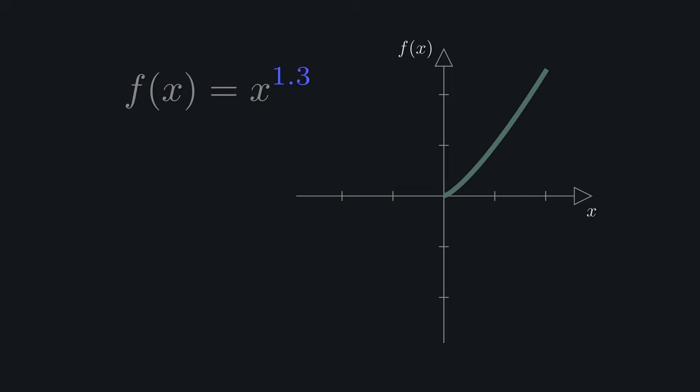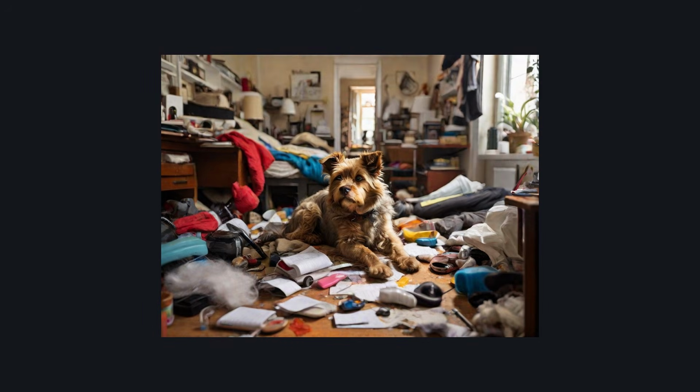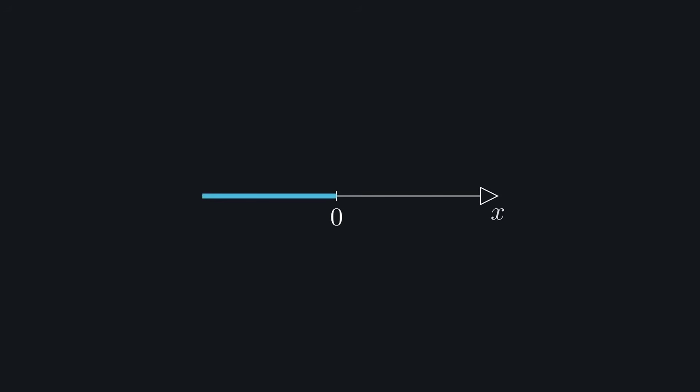The negative arm of the graph jumps erratically between the three remaining quadrants. And we didn't even try to plug in an irrational power. That's a whole other can of worms we won't be opening today. Why is this so messy? And why is all the mess happening when x takes on negative values?